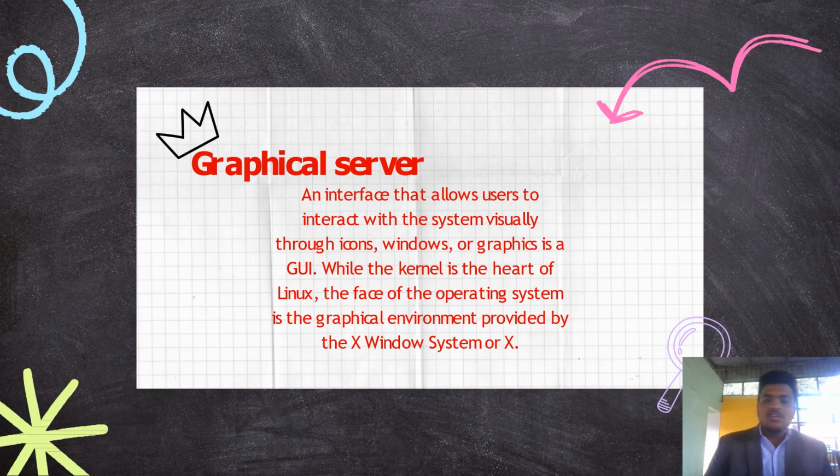So now let's learn about the graphical server, an interface that allows users to interact with the system, usually through icons, windows, or graphics. It is a GUI. GUI means graphical user interface. While the kernel is the heart of Linux, the face of the operating system is the graphical environment provided by the X Window System, or X.